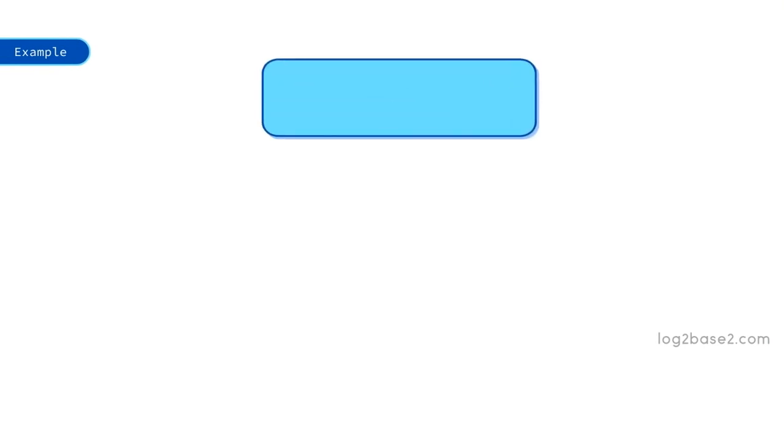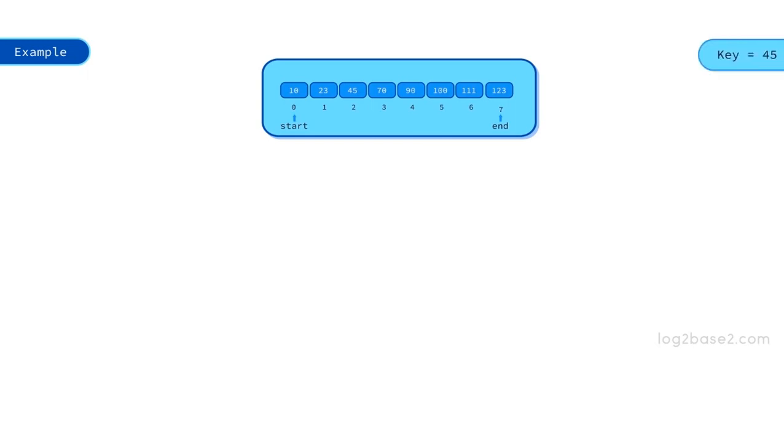Let us take a sorted array of 8 elements: 10, 23, 45, 70, 90, 100, 111, 123. And indices start from 0 to 7. So start is equal to 0 and end is equal to 7. And remember, the array should be sorted in order to apply the binary search algorithm. And let us assume the key to be found is 45.